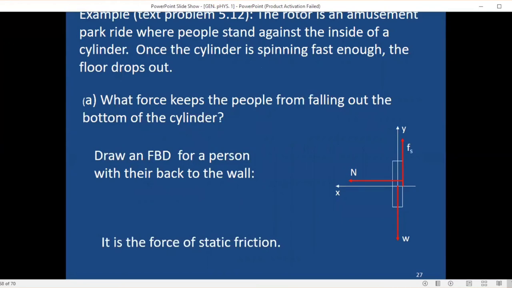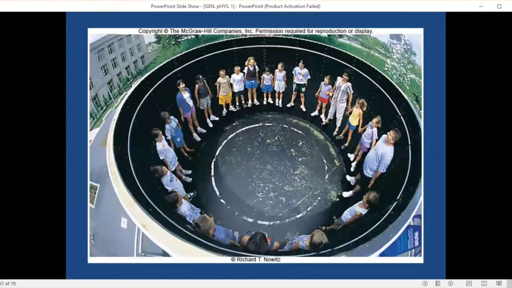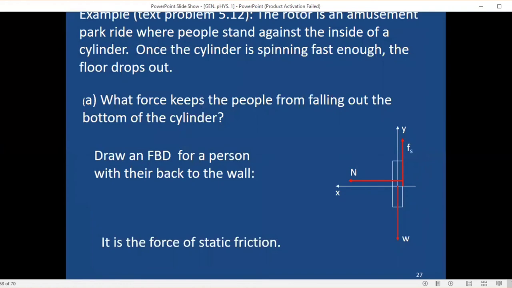Another example is the motor rotor in an amusement park ride where people stand against the side, katulad po nitong pinapakita dito, yan. People stand against the inside of a cylinder. Once the cylinder is spinning fast enough, the floor drops out. Now, what force keeps the people from falling out the bottom of the cylinder? So, if we will draw it here, this is our free body diagram or FBD for a person with their back to the wall. So, ito yung wall, sa side nito, it is a force of static friction.